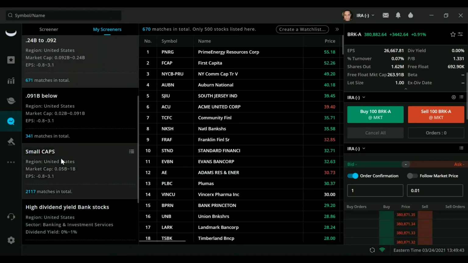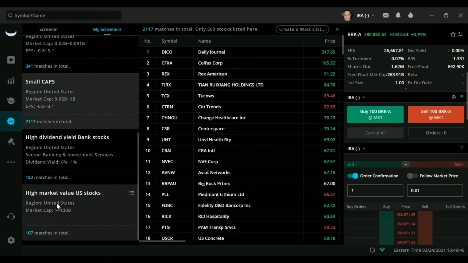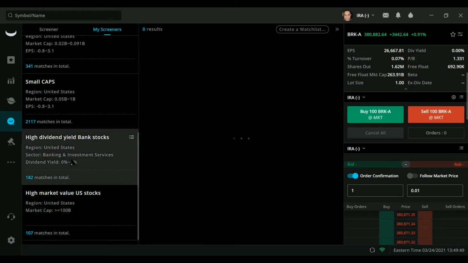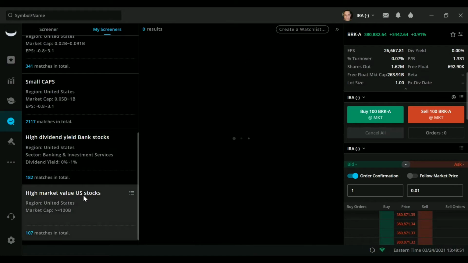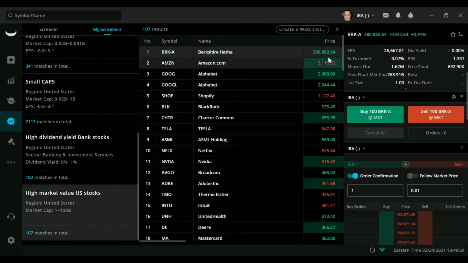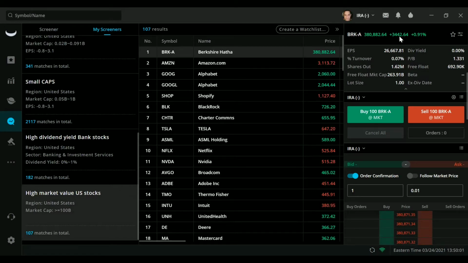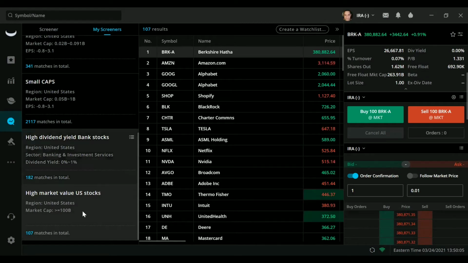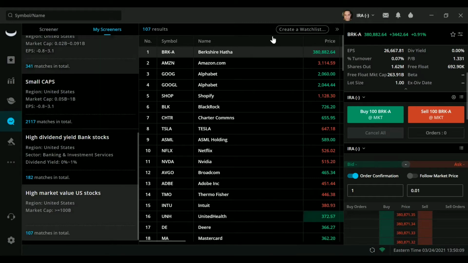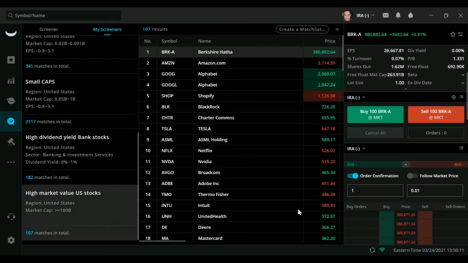So here, these are the small caps, high dividend yield. Whoops, high market value. And what catches my eye is Berkshire Hathaway's up at 380,000. I believe I saw it at 220,000 the other day, so that's a huge gap up. It's up $3,442, and that's only 0.91%, not even 1%. That's amazing.